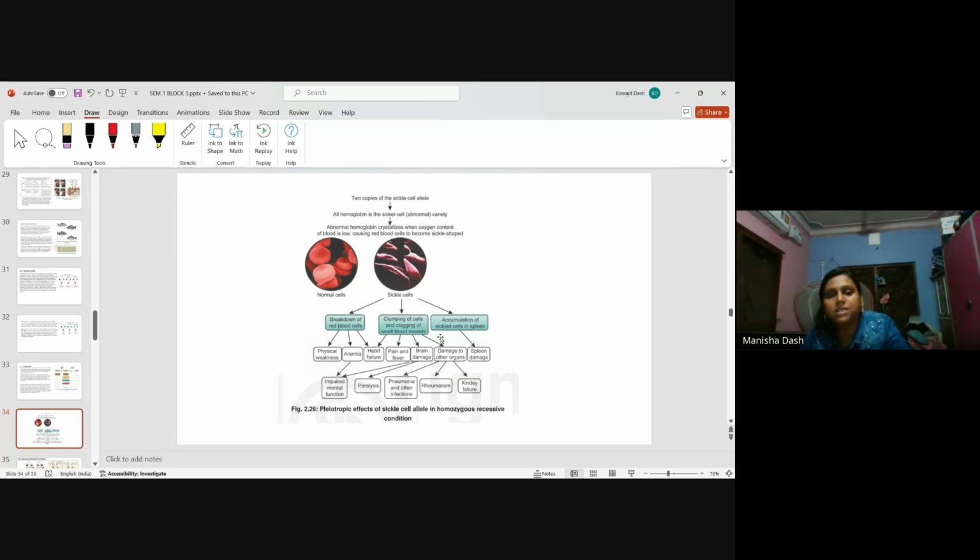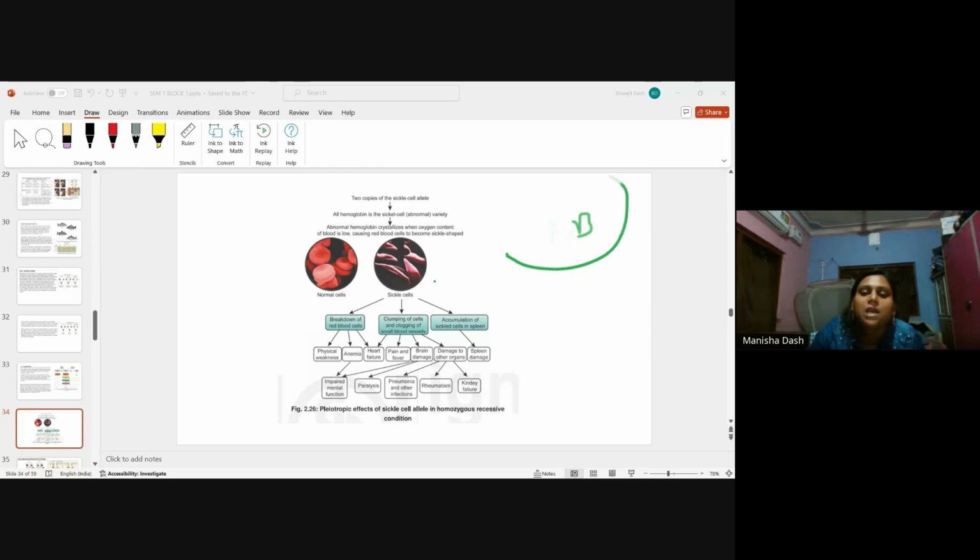Then comes pleiotropy. So pleiotropy means when a single gene can affect multiple phenotypes. So for example, if you see, this is a normal cell, okay, this is a sickle cell. So sickle cell, as we have already discussed, the RBC will have an abnormal shape. Because of this sickle cell, there will be so many characters. Like there will be anemia, there will be heart failure, there will be pain and fever, there will be brain damage, etc. So a single mutation in the HBB gene, that is the beta chain of the hemoglobin gene, and so many phenotypes are developing. So this is what is called pleiotropy.